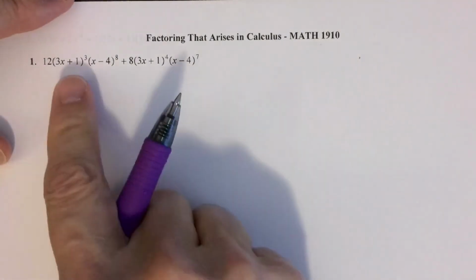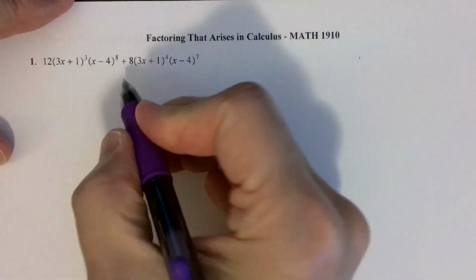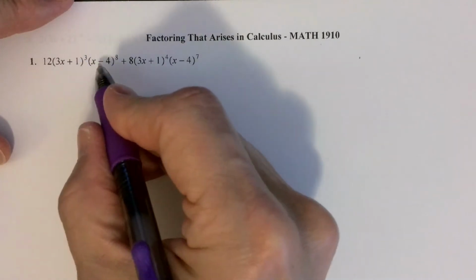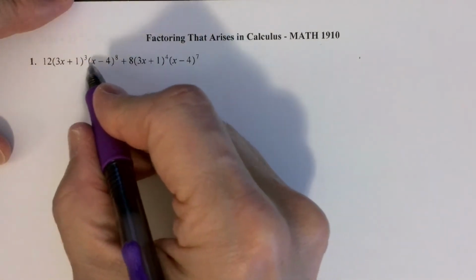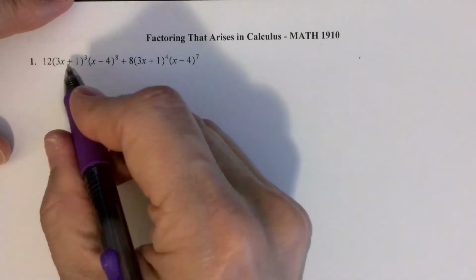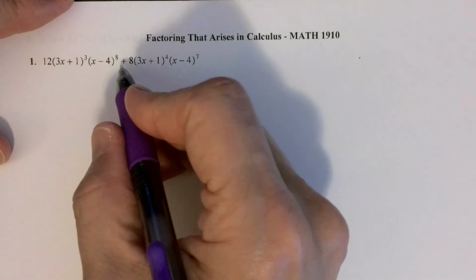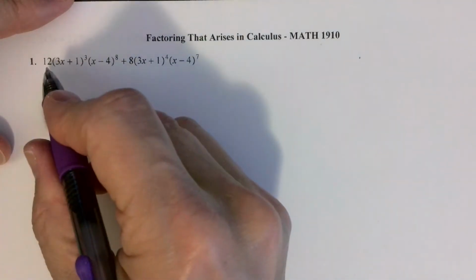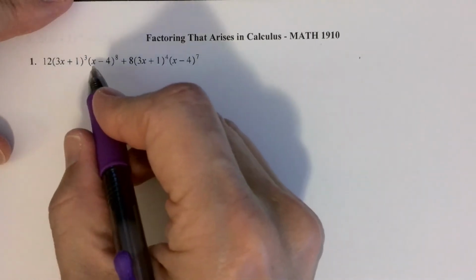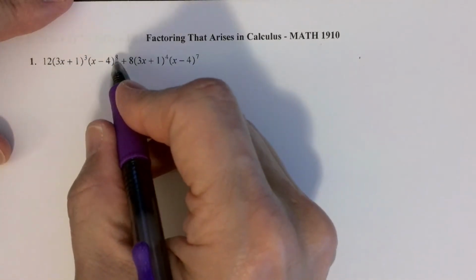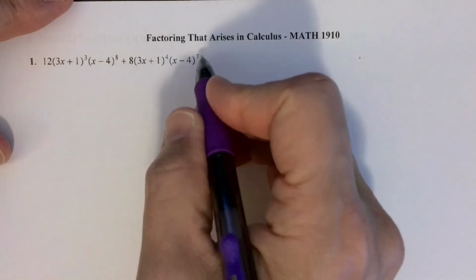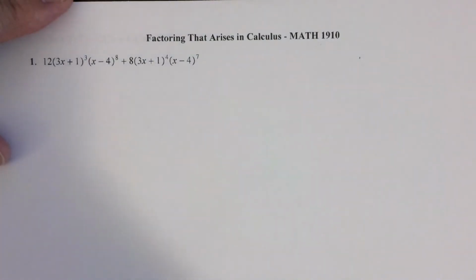And so when we look at this, we have two terms here, right? They're separated by this addition sign here. Make sure you understand that the addition signs and the subtraction sign inside these parentheses are part of the actual binomial terms, or binomial factors, I should say. So there's two terms. This first term has the factors of 12, 3x plus 1 to the third power, and x minus 4 to the 8th power. And the second one has factors of 8, 3x plus 1 to the 4th power, x minus 4 to the 7th power. So what is the greatest common factor?